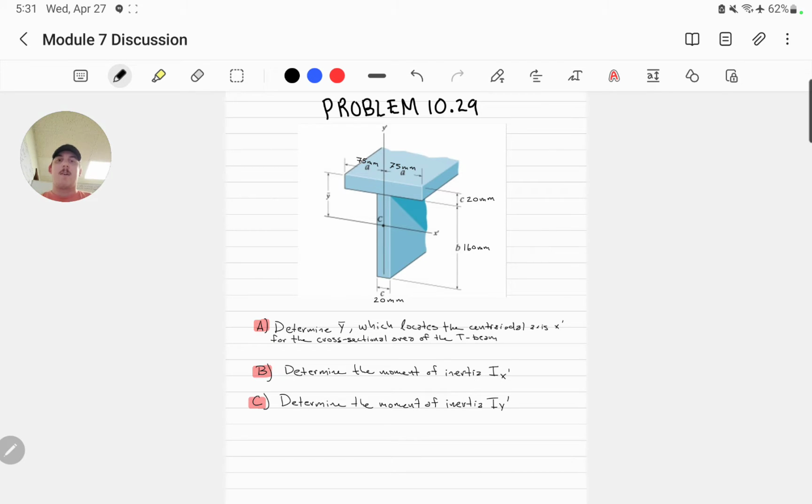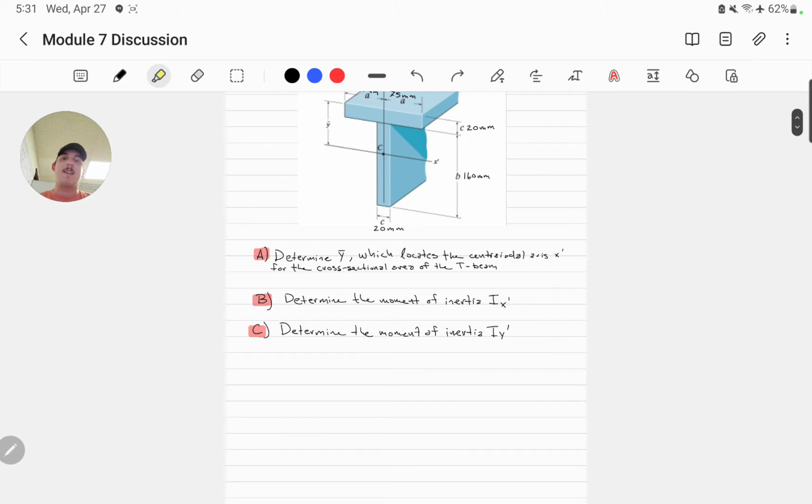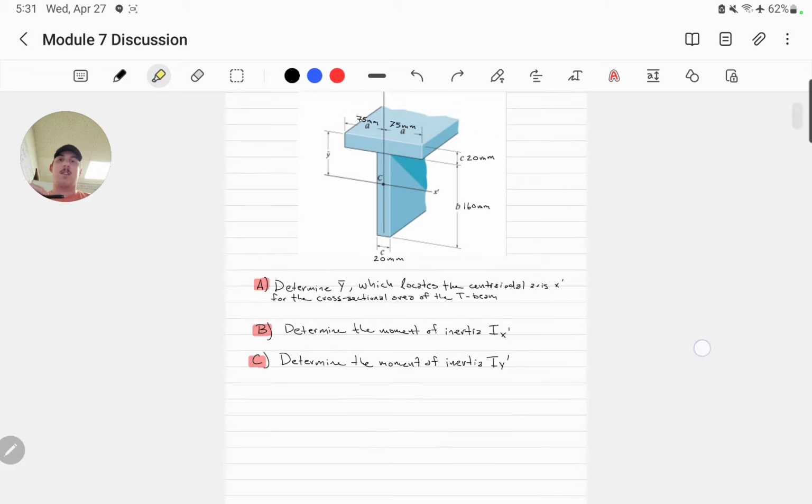Problem 10.29. First things first, a little overview of the problem. Here you can see we have a T-beam with pre-filled dimensions that I pulled from the homework problem. It's asking us to, one, determine the centroidal Y position, which locates the centroidal axis X for the cross-sectional area of the T-beam. Parts B and C are asking us to determine the moment of inertia along X and Y. So first things first, let's go into Part A.